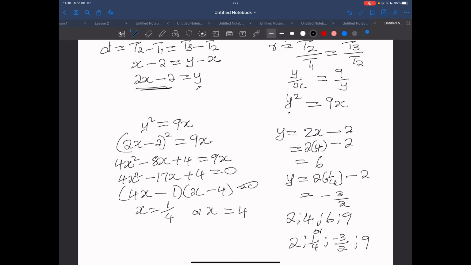So we are able to calculate the two values of x and y, if we have both the arithmetic and geometric sequence combined.